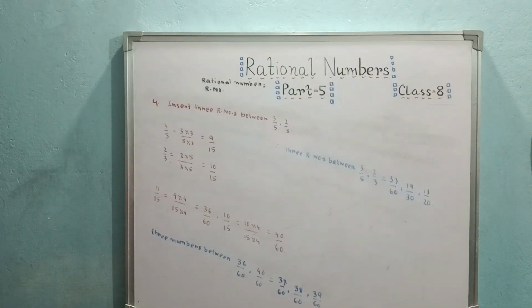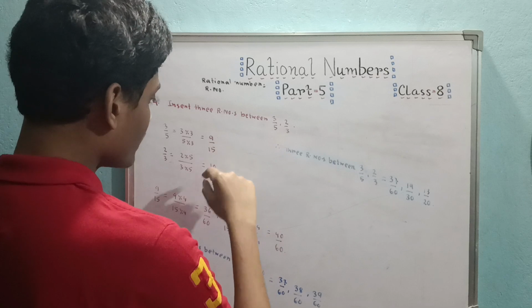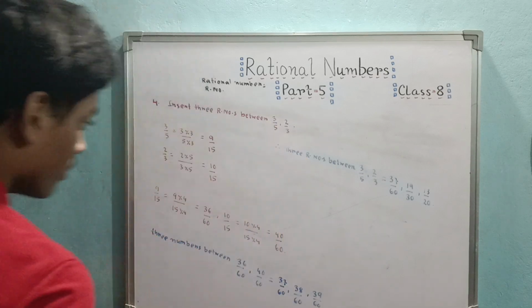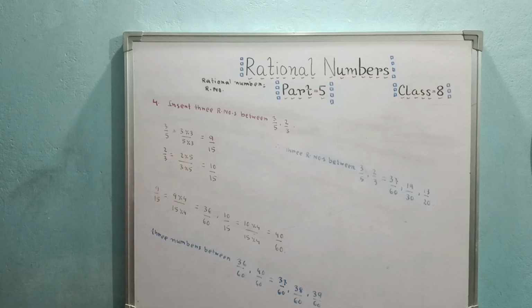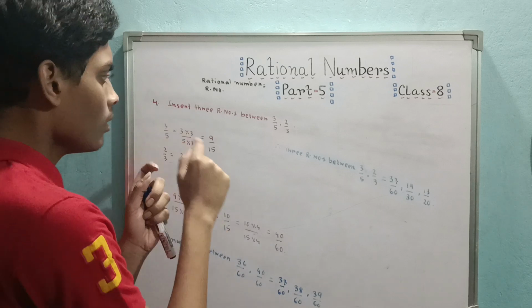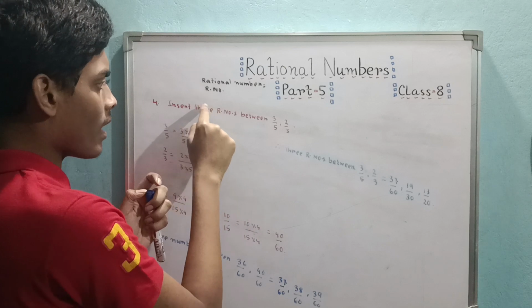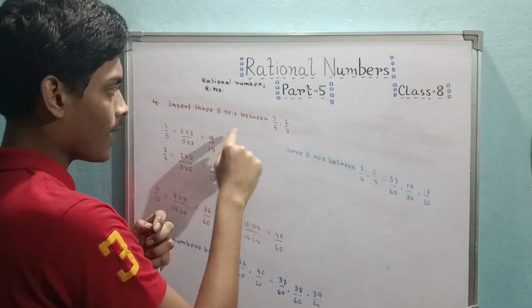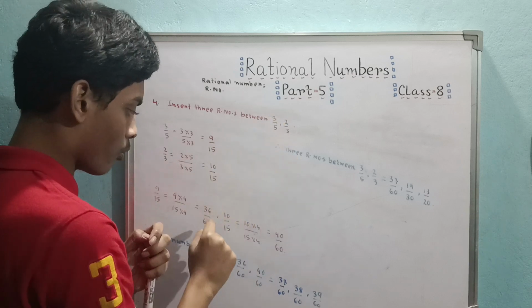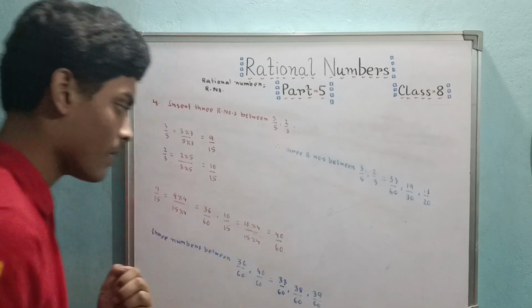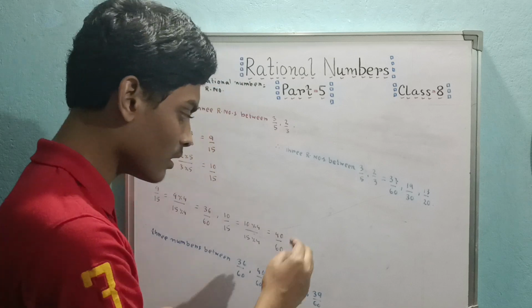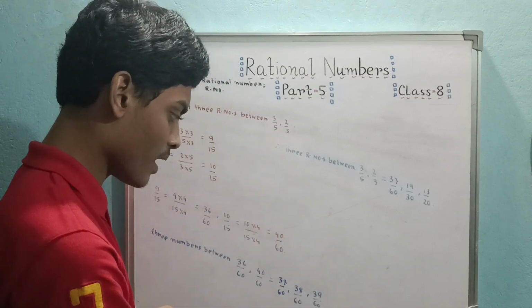So you understood the process. First we made the denominators of the rational numbers given same. Then we multiplied the numerators and denominators by one more than the required rational numbers to be inserted. 1 more than 3 is 4. I multiplied the numerators and denominators by 4. I got 36 by 60 and 40 by 60. Now, three numbers between 36 by 60 and 40 by 60, that is 37 by 60, 38 by 60, 39 by 60, right?